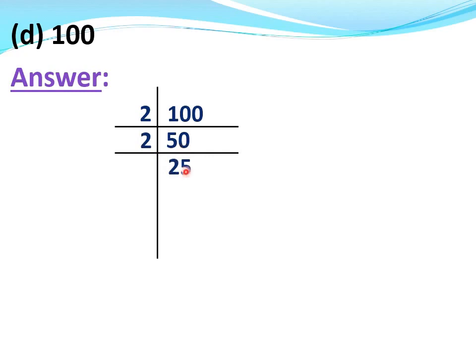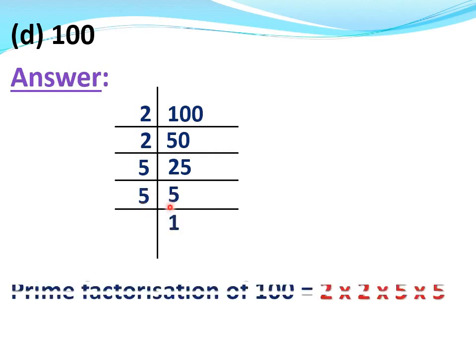Now factorize 25. 25 is not divisible by 2. 25 is not divisible by 3. Yes, 25 is divisible by 5. Write here 5. See, 5 multiply 5 equals 25. Now factorize 5. This 5 is divisible by 5. Write here 5. See, 5 multiply 1 equals 5. Now write the prime factorization of 100 equals 2 multiply 2 multiply 5 multiply 5.